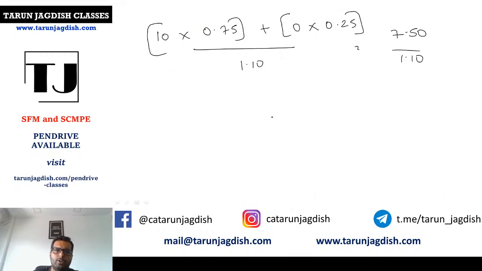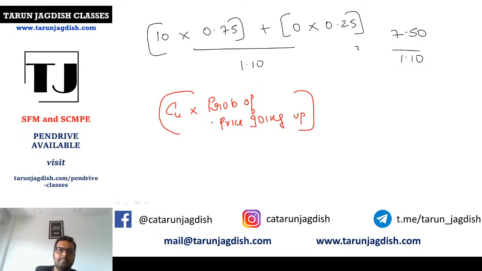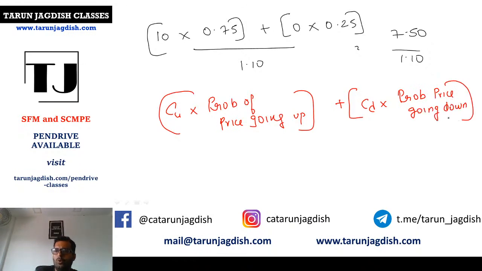So friends, in simple logic, the formula is Cu into probability of price going up plus CD into probability of price going down, whole divided by I is nothing but present value. Can you write down this in your books now?